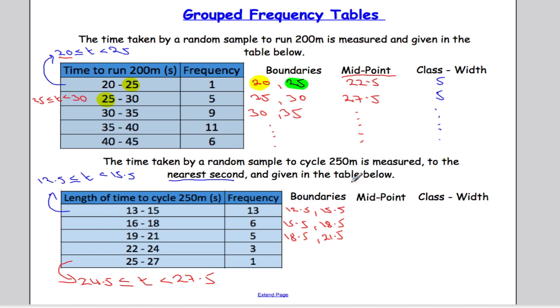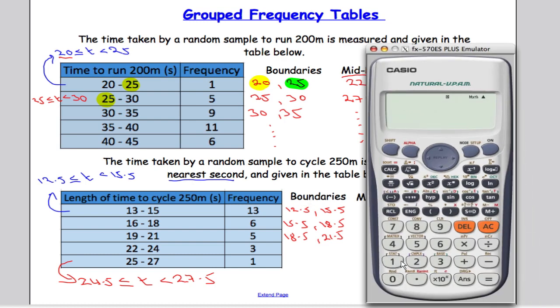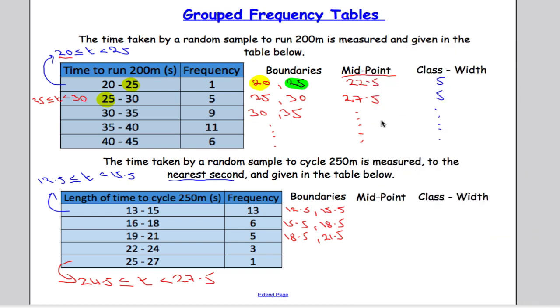The midpoints again are found in the same way. 15.5 plus 12.5 divided by 2. So again, if you're not sure, let's just do it. 12.5 plus the 15.5 equals that, divided by 2, you get 14. So the midpoint is 14, and the class width is the difference between the boundaries. So 15.5 subtract 12.5, which is 3.